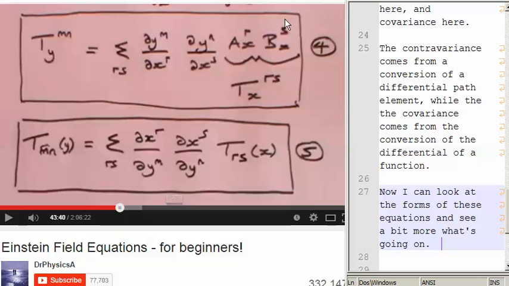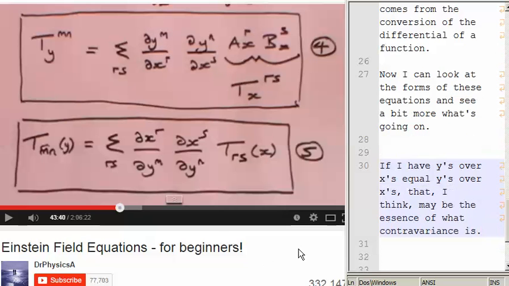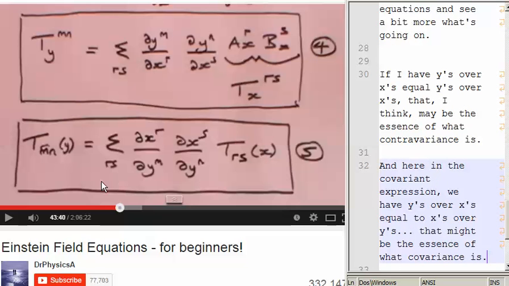Now I can look at the forms of these equations and see a bit more what's going on. Notice that you've got these x variables over here. If I divided the left-hand side by this combination, I would have y variables over x variables equals y variables over x variables. So if I have y's over x's equals y's over x's, I think that might be the essence of what contravariance is. And here in the covariant expression, we have y's. If you divide by the x's, you get y's over x's equal to x's over y's. And that might be the essence of what covariance is.